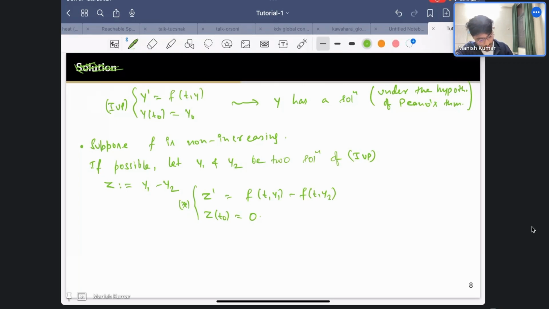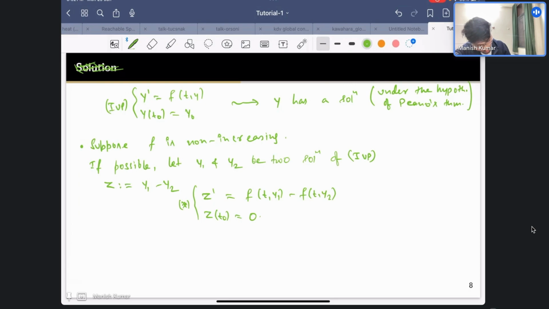Now we will focus on this IVP. My claim is, if I can prove that z is 0, then I am done. This will prove that y1 is equal to y2, and hence we are done.